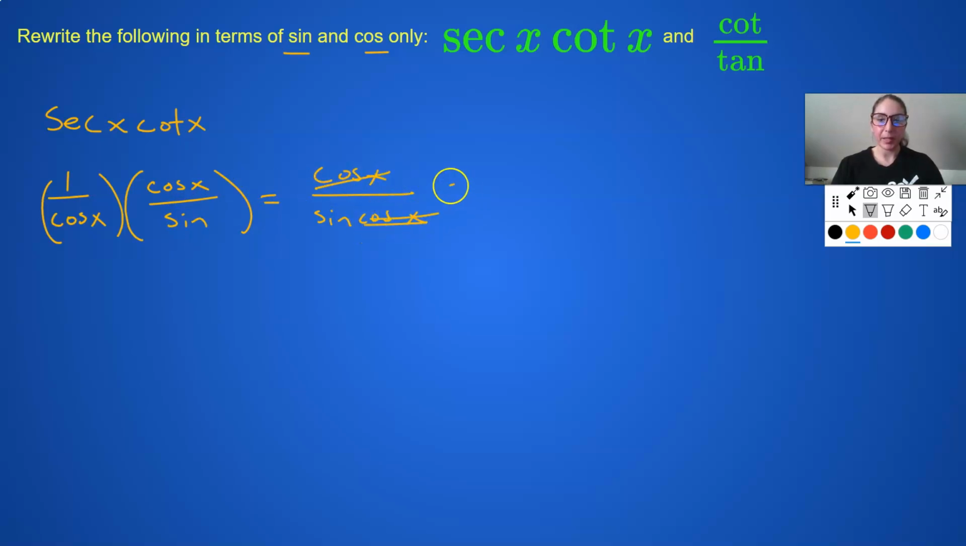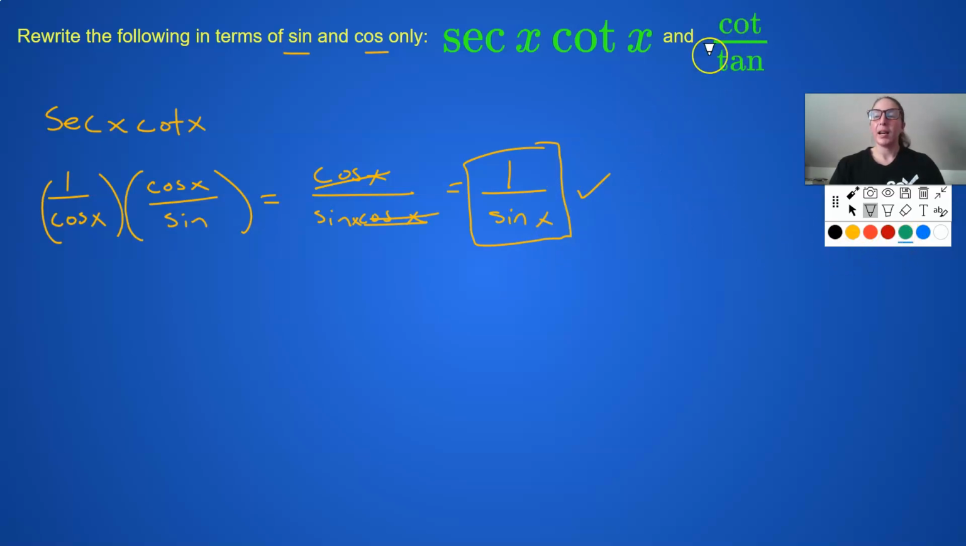Oops, sorry, that's a bad knockout. And I have 1 over sine of x. Excuse me, forgot my x over there. I constantly forget my x's and my thetas, so if you see that, just excuse me. So now I have secant and cotangent in terms of just sine. Done with that one.